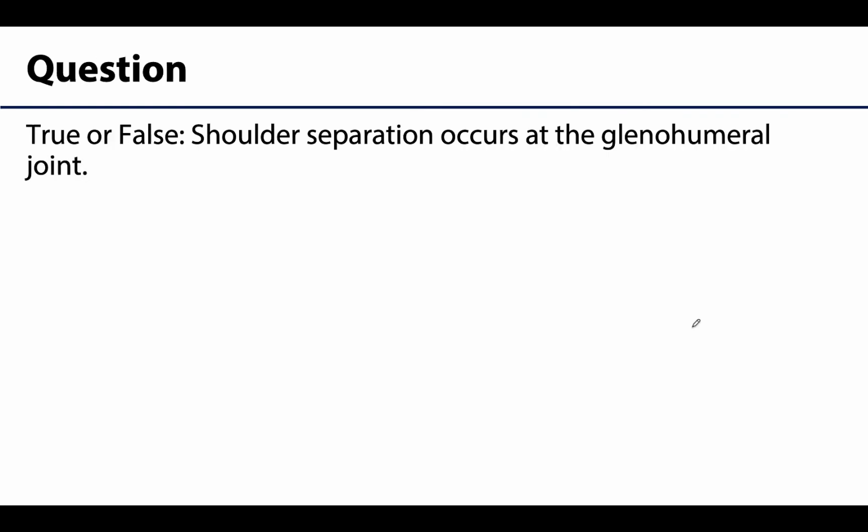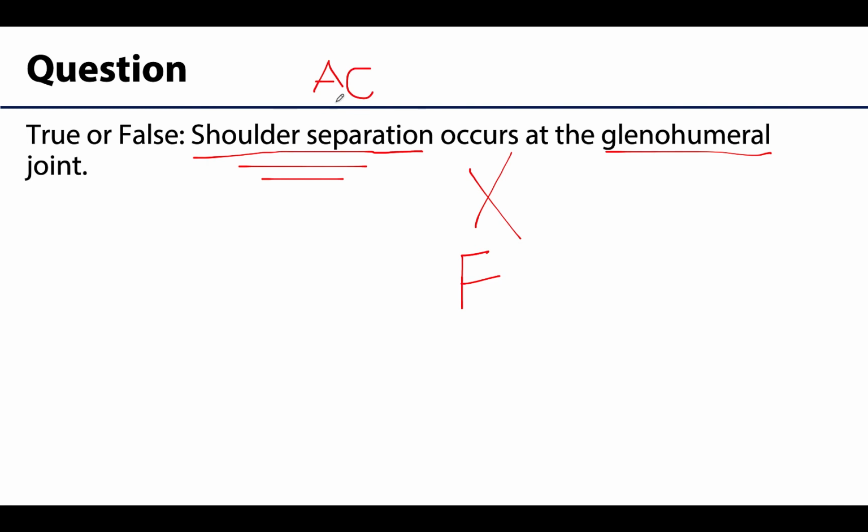Okay. So this is a big concept and something that I hope we walk away with. But tell me, true or false: shoulder separation occurs at the glenohumeral joint. All right, pause if you need to. I want you to focus on this term right here. Where does shoulder separation occur? At which joint? Is it the glenohumeral joint? No, this is false. Shoulder separation occurs at your AC or acromioclavicular joint, right?